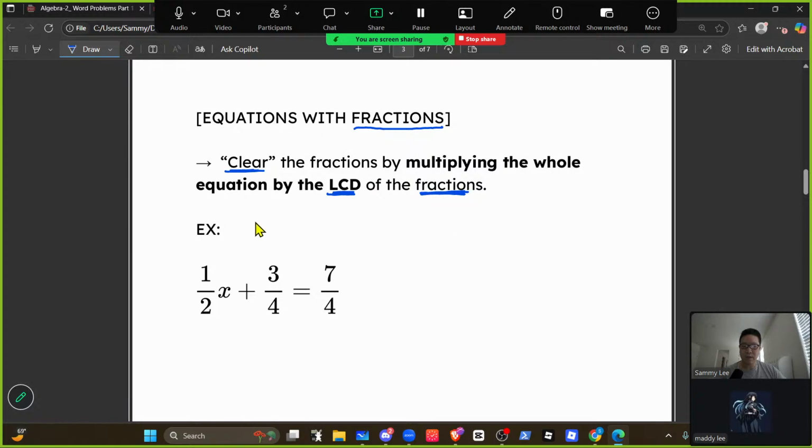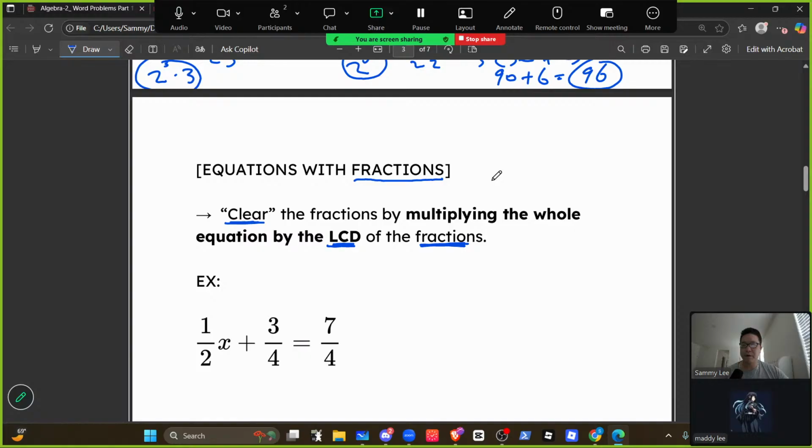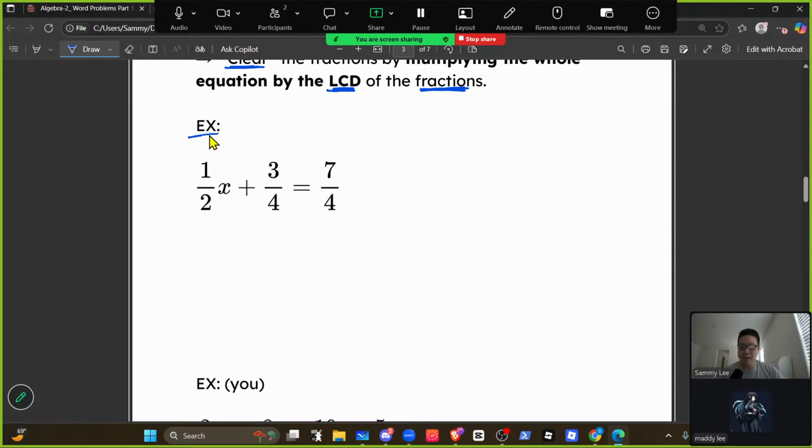Okay? So in this case, here we have 1/2 x plus 3/4 equals 7/4. And the first thing you're going to do is find the LCD of 2 and 4, which are the denominators in this equation. Okay? 2 and 4. Well, 2 is already a prime number, so you don't have to do prime factorization for that one. And 4 is made up of 2 and 2.